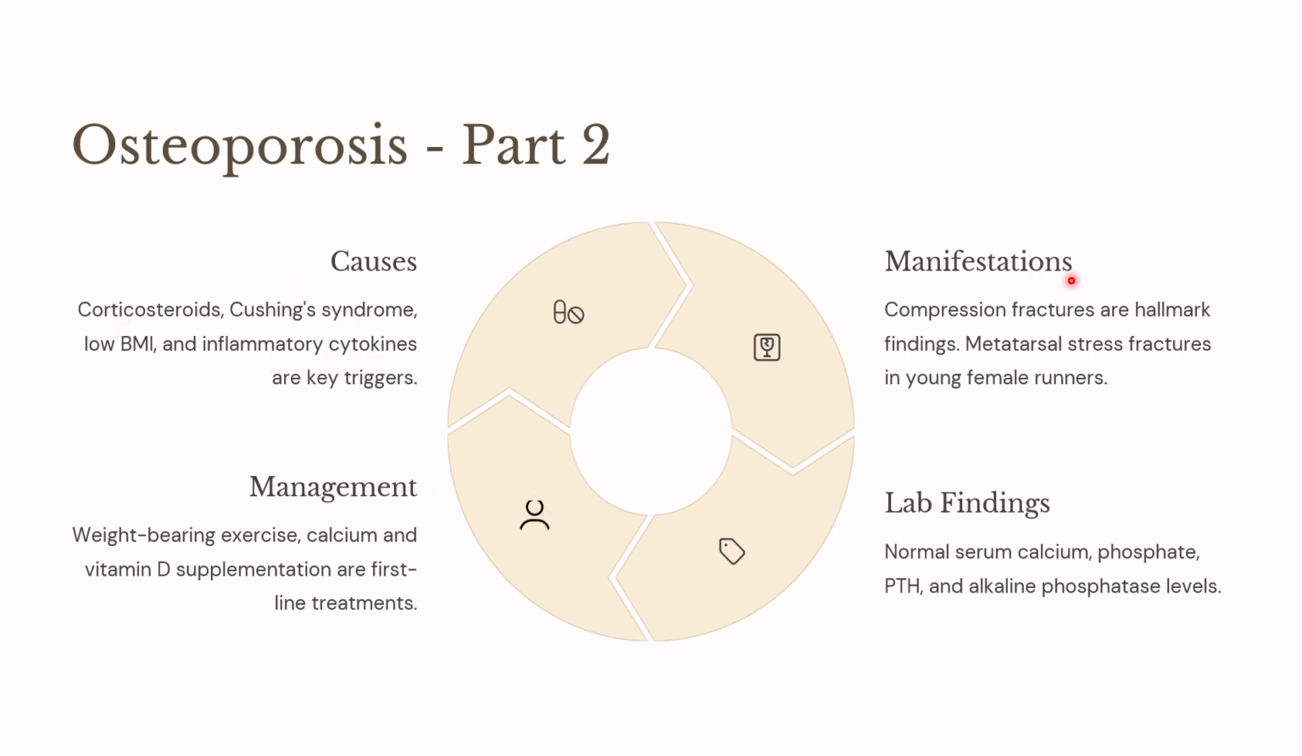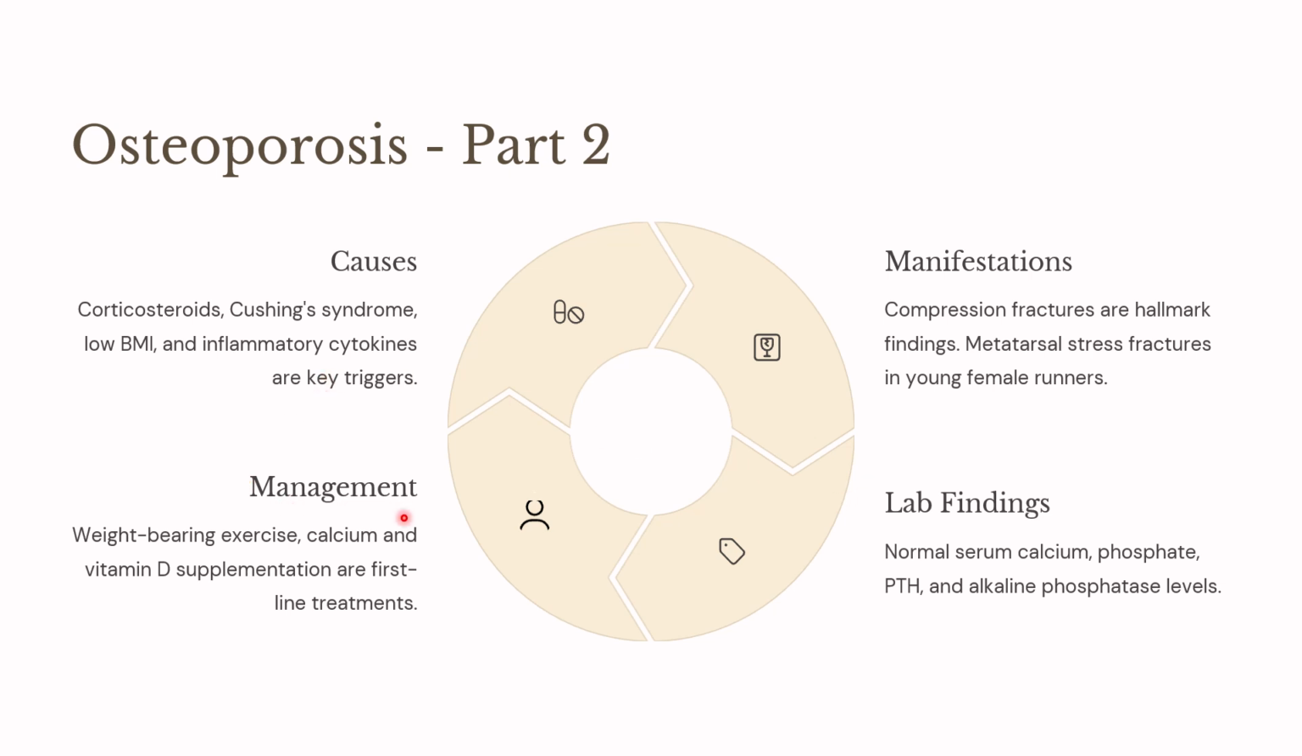How will it manifest? The manifestation will be compression fractures as the hallmark findings. Metatarsal stress fractures in young female runners are also due to osteoporosis. How about the lab findings? This is the trickiest part. You should know that even though the bone density is abnormal, the serum calcium, phosphate, PTH as well as alkaline phosphatase are all within normal levels.